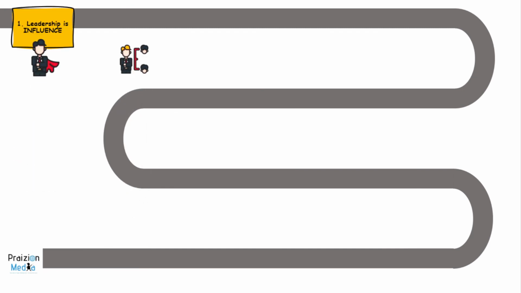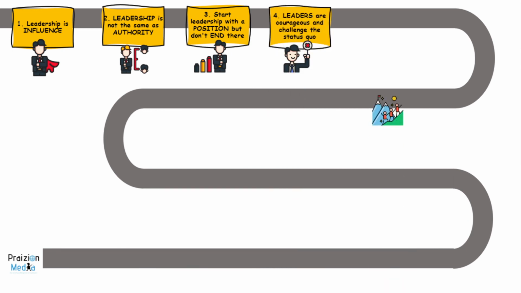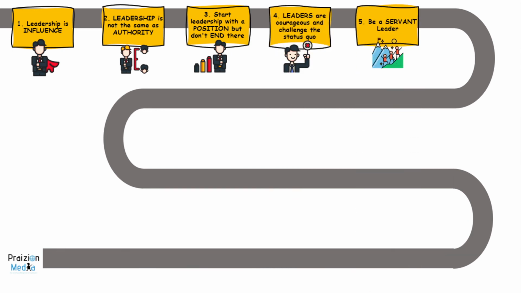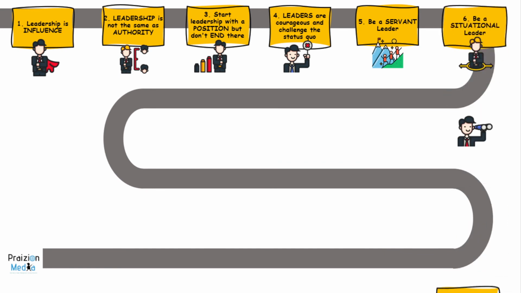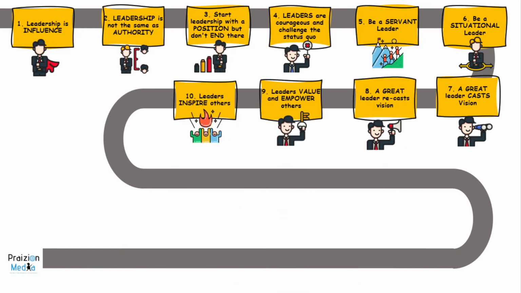Last but not least, let's take a look at the leadership roadmap. You got to understand leadership is all about influence. It's not about authority. You could start with a position, but it doesn't end there. Leaders are courageous, challenge the status quo, be a servant leader, be a situational leader. Don't be a one-trick pony. Great leaders cast vision and they help others understand the vision. Leaders empower others, give power away. Don't be insecure, give power away. Inspire people, motivate people. Remember, motivating is like bathing. You don't say, oh, I did that yesterday, not today. No, we constantly motivate our team.